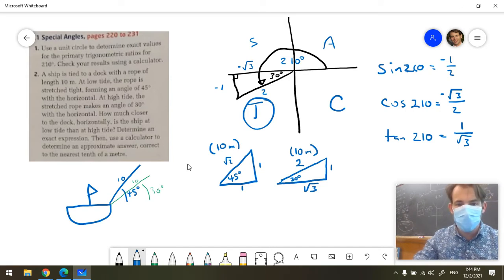I want root 2 to become 10. Here I just need to increase the size of this triangle by 5. So let's scale these triangles up so that they're the same length hypotenuse. If I increase all these by 5, this would be 10, 5, and 5 root 3. And if I scale this one up to 10, if I multiply everything by root 2, and then I multiply everything by 5, that will do it.